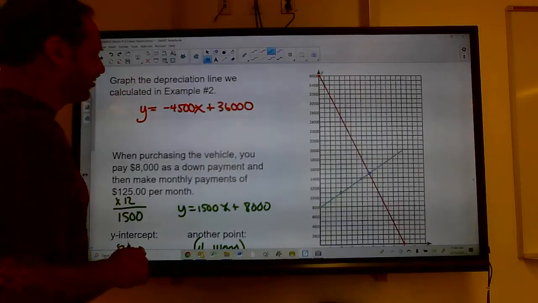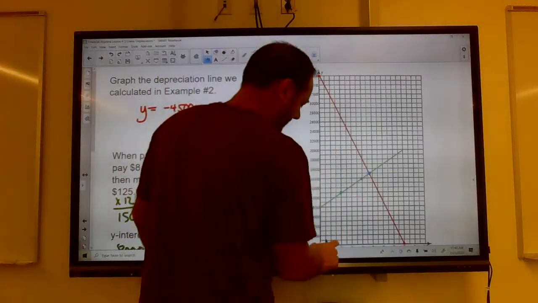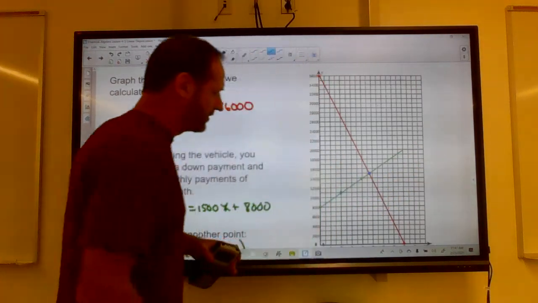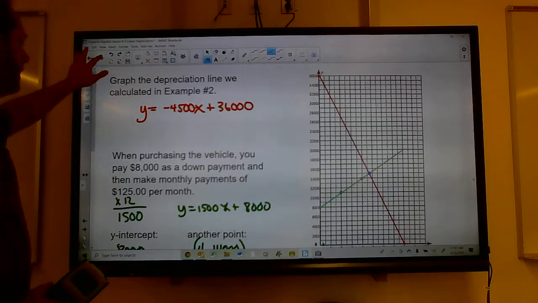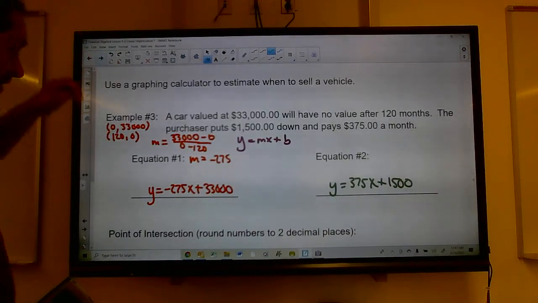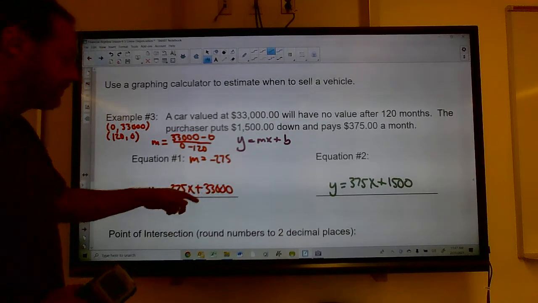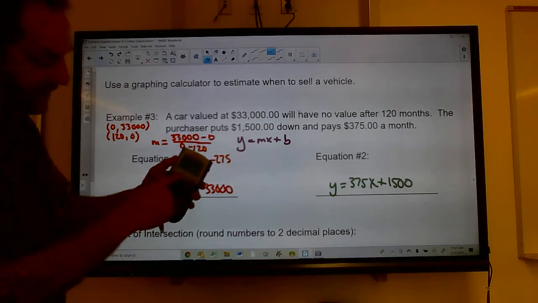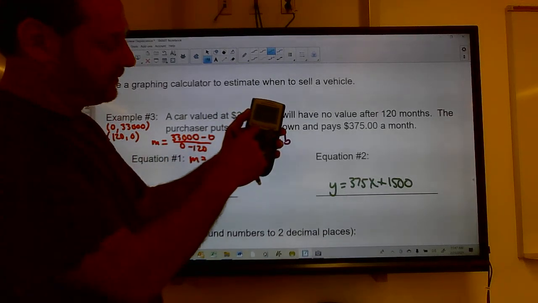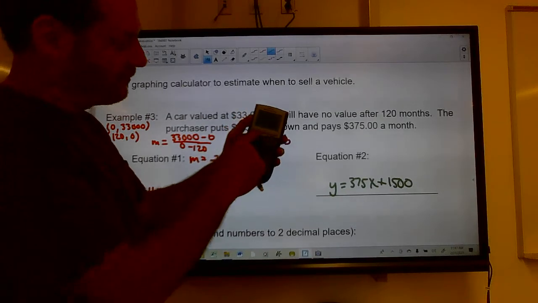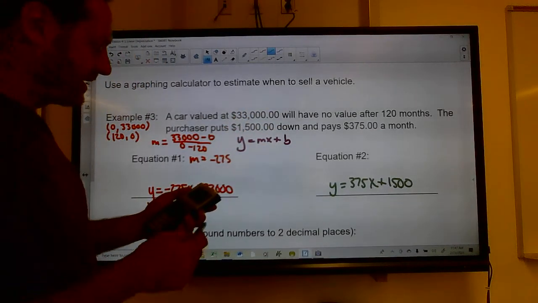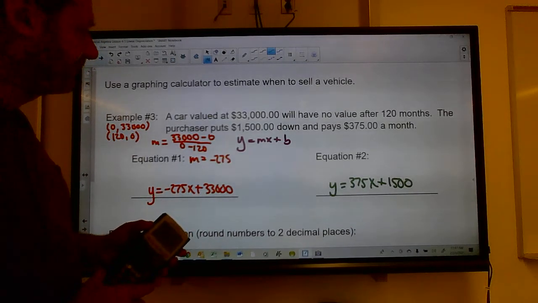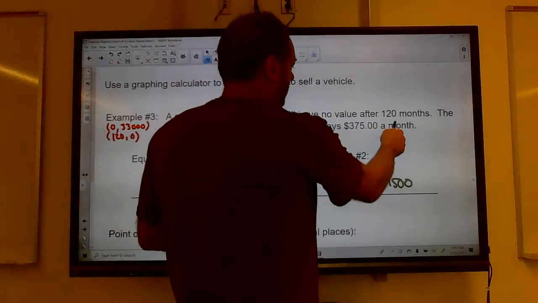Essentially, I have graphs that look something like this, and I'm looking at this little window down here. I need to expand the window so that it includes this stuff. So how do I expand my window? I need my y's to go up to at least 33,000. The window key is right here, right next to the y equals key. I push the window key, and right now it says negative 10 for my x minimum. My x's have to go up to at least 120 months.